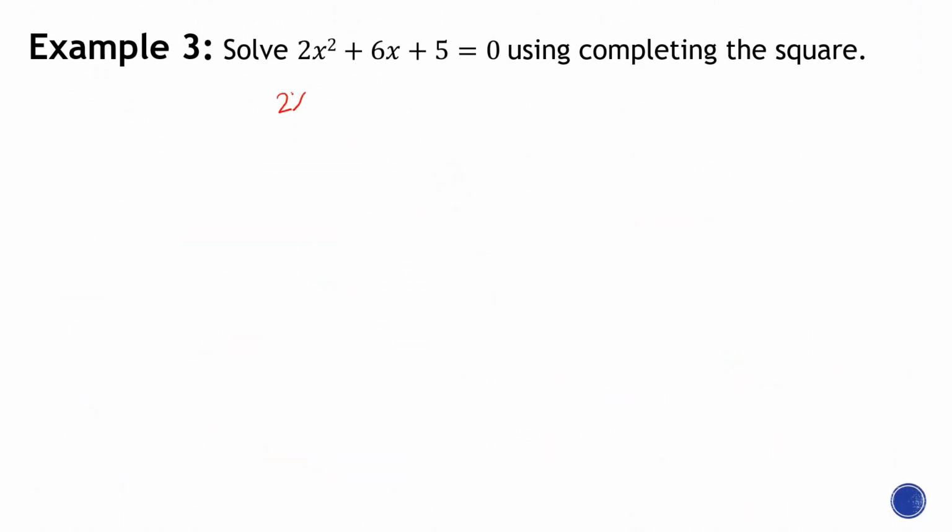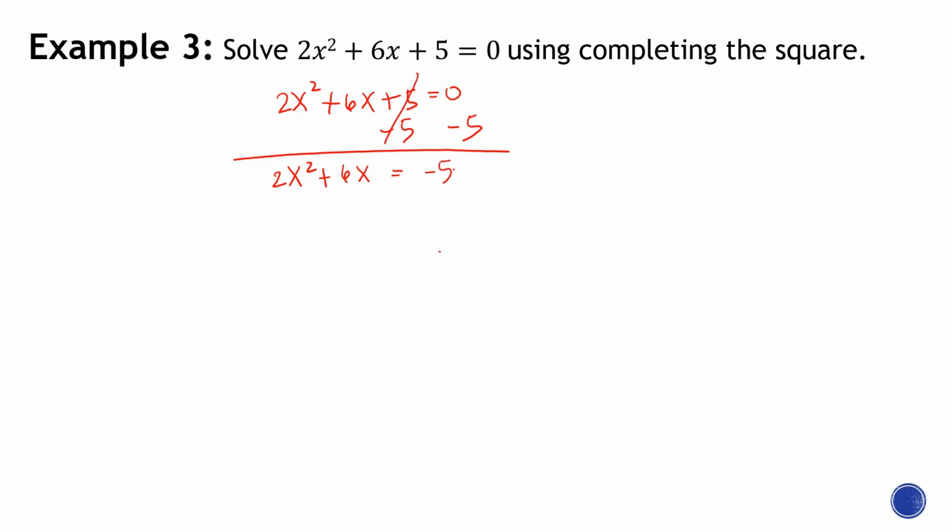Here we have 2x squared plus 6x plus 5 equals 0. So minus 5 on both sides: 2x squared plus 6x equals negative 5. Just like what we did in the previous example, we want the leading term here to be just x squared. So I will factor out that 2: 3x plus c equals negative 5 plus 2c. Again, that's 2c because of the 2 outside and the c inside.